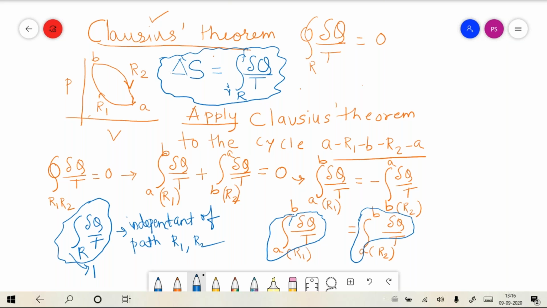It means that in our case, for example, suppose this is A and B, then S_B, that is entropy at the state B, minus entropy at the state A is equal to the integral of del q by T from A to B via the path R. Reversible path. This has to be very clear.